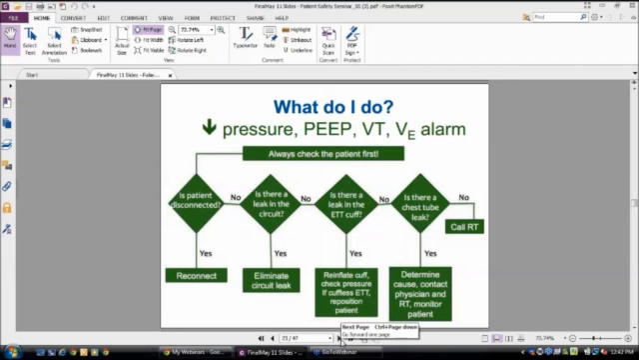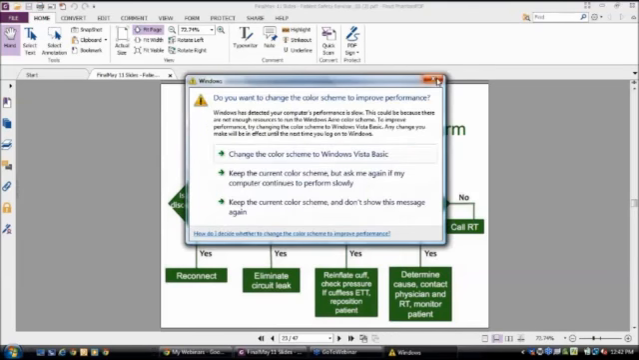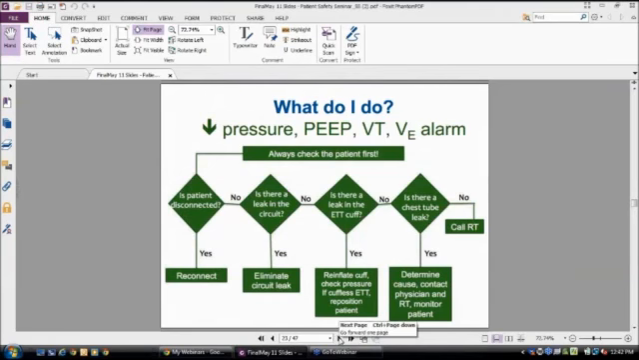Is there a leak in the circuit? If the patient's connected and it's still alarming, run your hands along the tubing. Look for air leaking out. And if that's the case, you can change the circuit and eliminate that leak. We talked about a leak in the ET tube or the cuff.